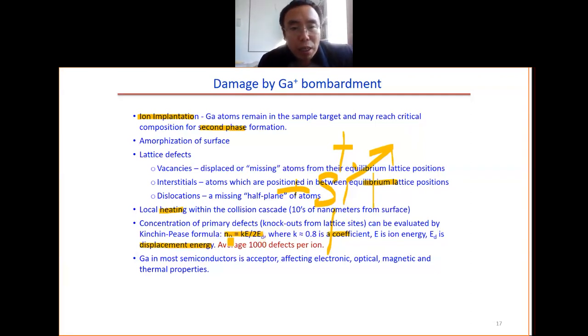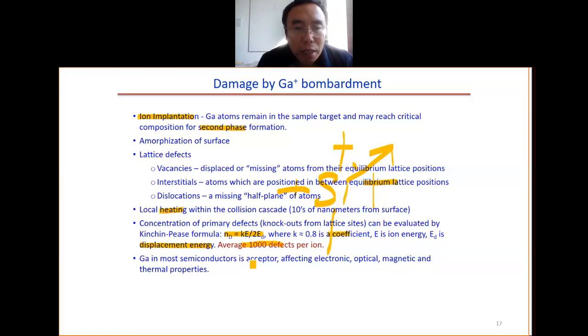As a result, you can see this is 30 keV, and this is 10 to 20 electron volt. So there will be on average 1,000 defects per ion. You can see a lot of defects will be created. We have the ion beam. So here we have the factor of K, 0.8, and also factor of 2. So you don't need to worry about the K or 2. You just need to know it is roughly on the order of E over ED. That is good enough.